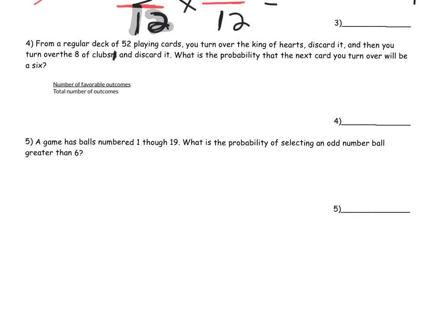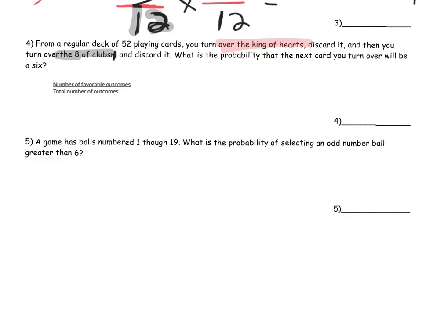Problem 4, from a regular deck of 52 playing cards, you turn over the King of Hearts, discard it, then you turn over the 8 of Clubs, discard it. What's the probability that the next card you turn over will be a 6?